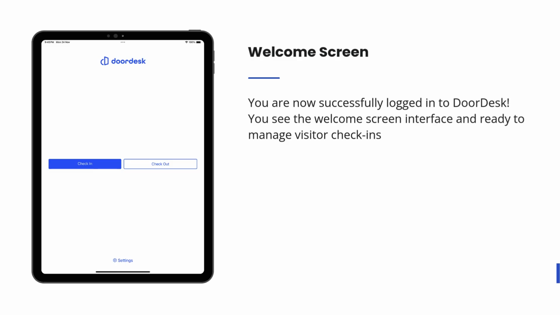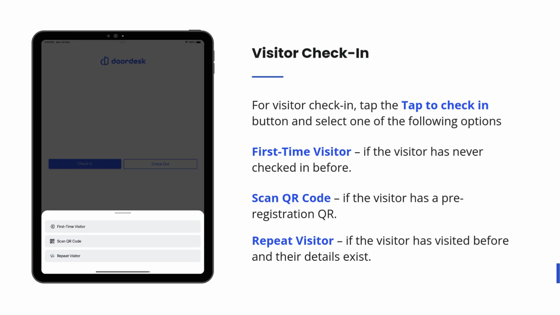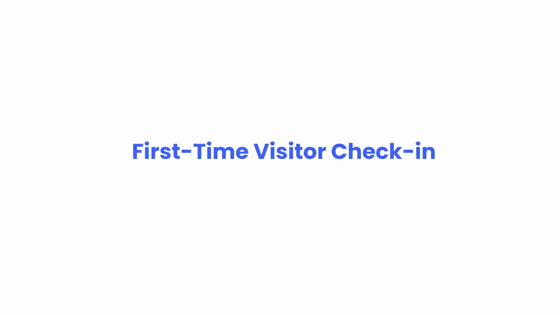Let's talk about visitor check-in. On the home screen, you will see the check-in button. When you tap it, you will get three options: first-time visitor, scan QR code, and repeat visitor. Choosing the correct option for each visitor is very important. Let's first look at the first-time visitor check-in flow.